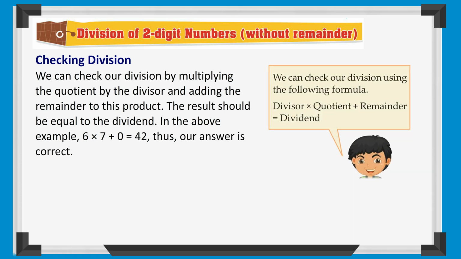We can check our division using the following formula. Divisor times quotient plus remainder equals dividend.